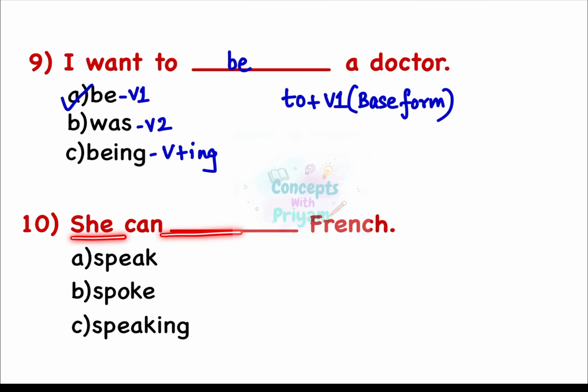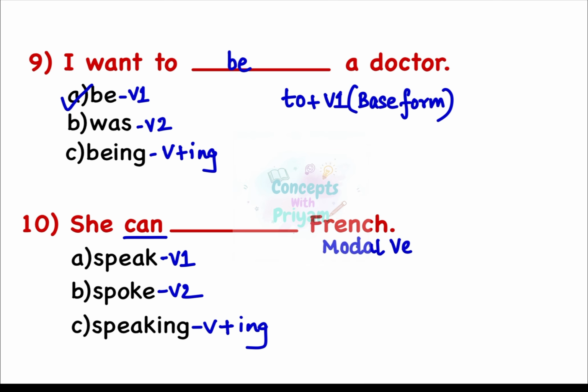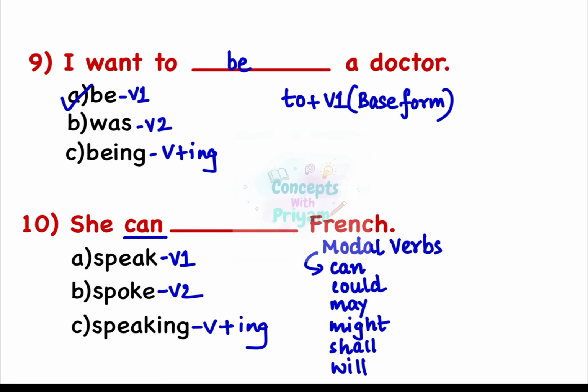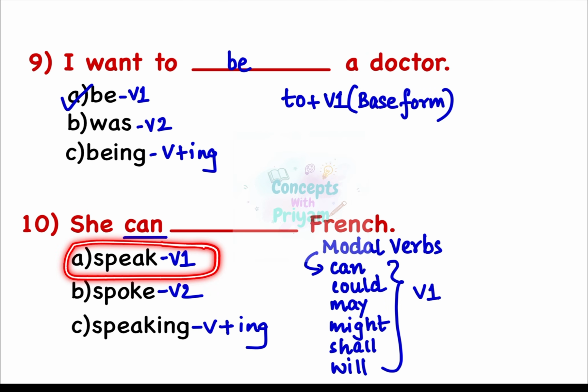Number 10. She can blank French. Speak, spoke, speaking. Speak is verb 1. Spoke is verb 2. Speaking is ing form of the verb 1. In this sentence, can is a helping verb as well as a modal verb. And after modal verbs like can, could, may, might, shall, will, we use the verb 1. Therefore, the correct option is speak. She can speak French.